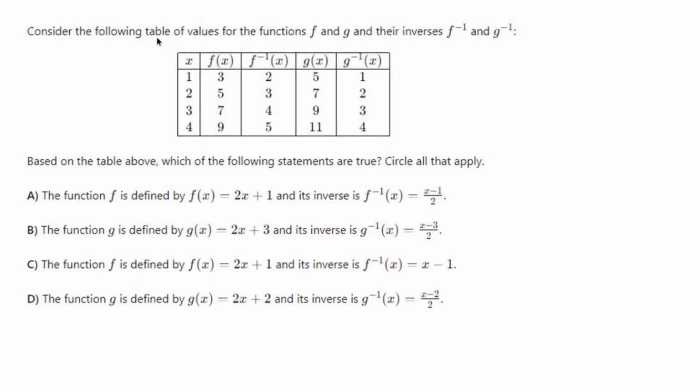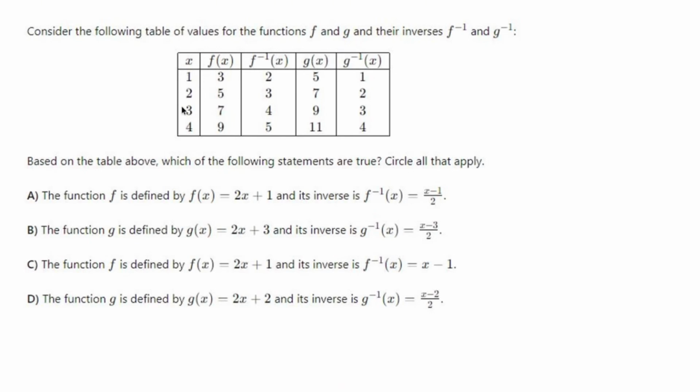Consider the following table of values for the functions f and g and their inverses, f inverse and g inverse. Based on the table above, which of the following statements are true? Select all that apply. So they want us to find out what f of x is, and then as a result find out what their inverses are. So let's take a look and see if we can find any patterns for f of x.